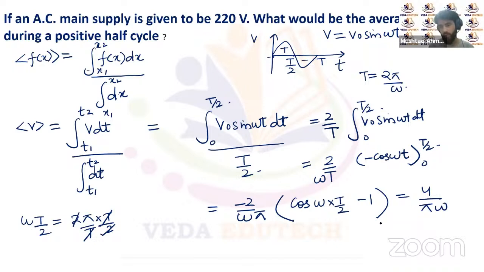We can substitute the value of omega here. Omega will be 2 pi f, and substituting the value of omega, we'll get the average value. So this is the average value during the positive half of the cycle for this V naught sine of omega t, for the AC supply to be 220 volts.